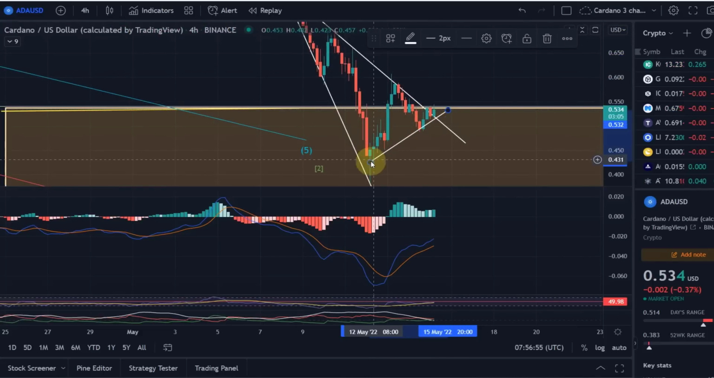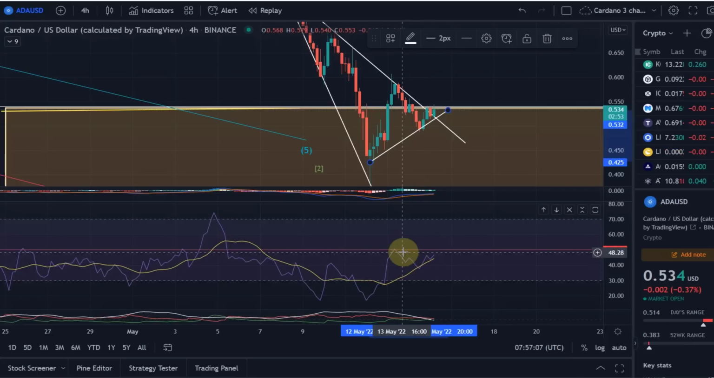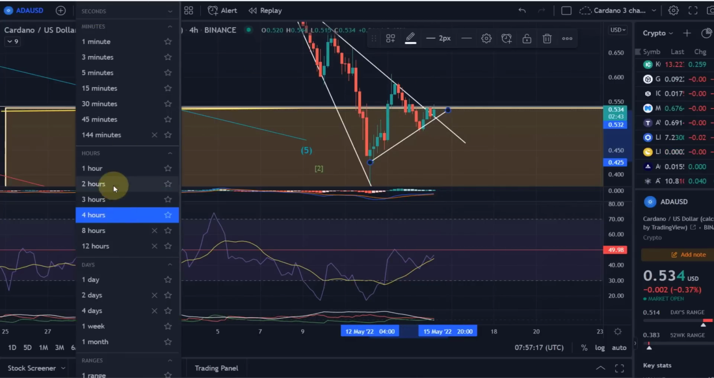The reason is that this is an ascending triangle, and this is how it can at least be understood: an ascending triangle, which leads the price to make higher highs and higher lows. What does the RSI do? The RSI is a little bit lower than it was here, but the price was also higher, so it's fine. Let me see on the 1 hour.